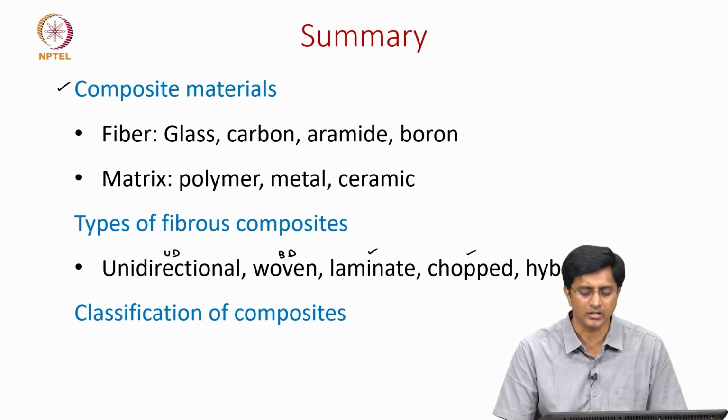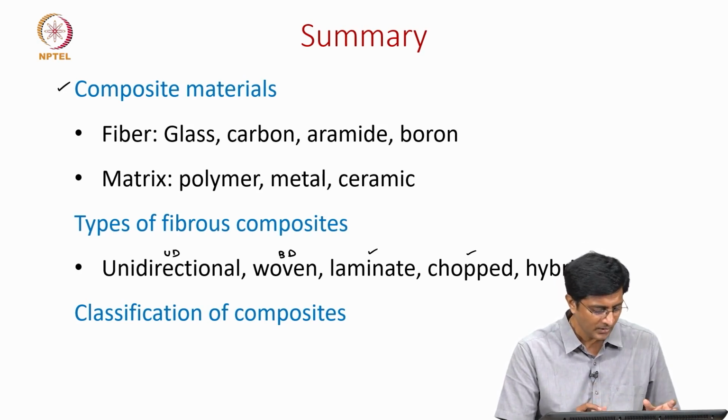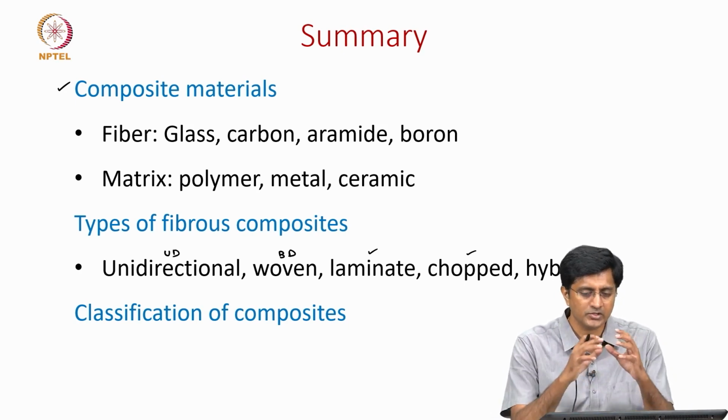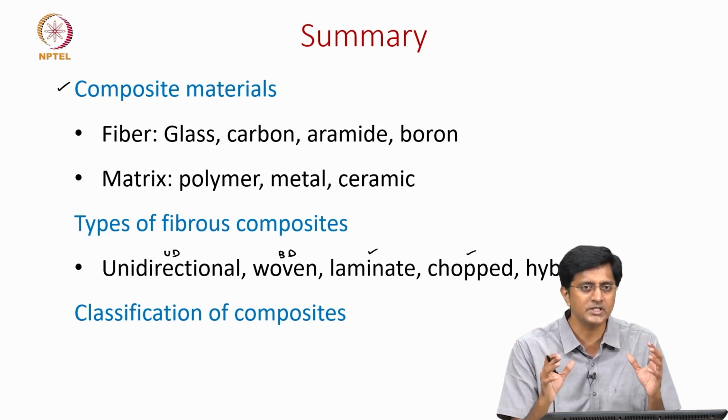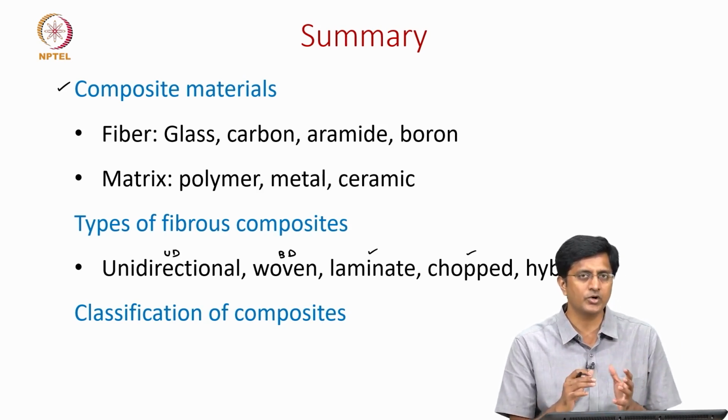Next we looked at hybrid composites, where we can have multiple materials for the fibers, or a mix of continuous as well as chopped fiber materials. Lastly, we looked into a classification of composites, bringing all those composites together and seeing how they fit in the bigger scheme of things. So, this should summarize our discussion about different materials and types of composites.